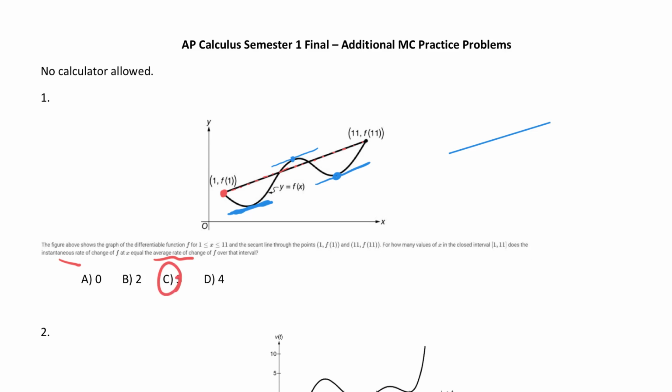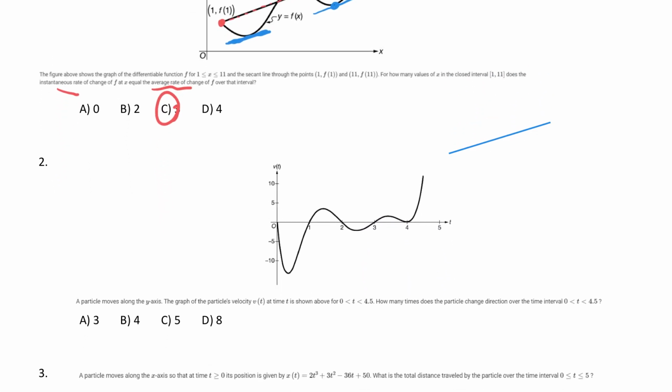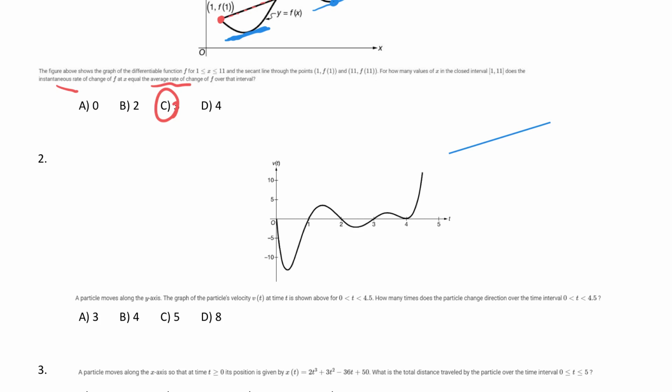All right, moving on to number 2. Let's take a look at what we have here. It says a particle moves along the y-axis. The graph of the particle's velocity v(t) is shown up here from 0 to 4.5. How many times does the particle change direction? So this is a velocity graph, and we want to know how many times it changes direction.